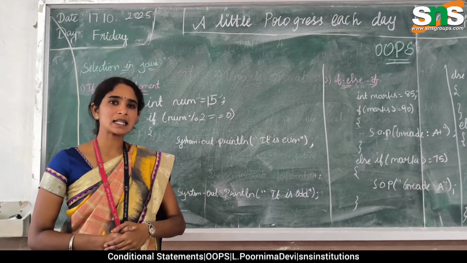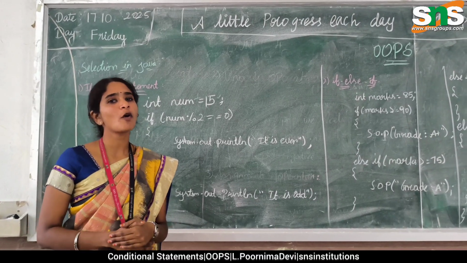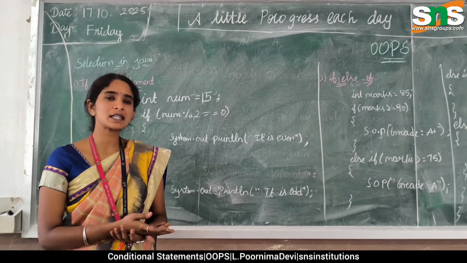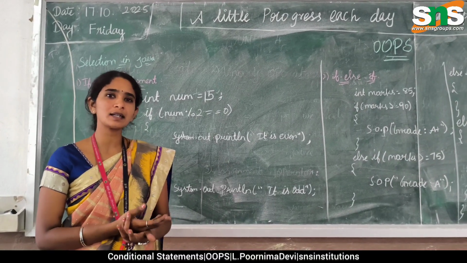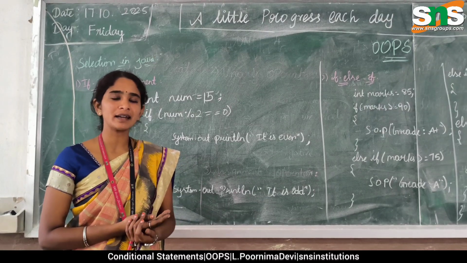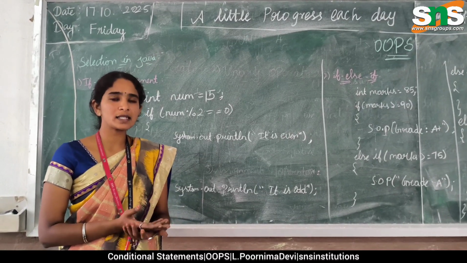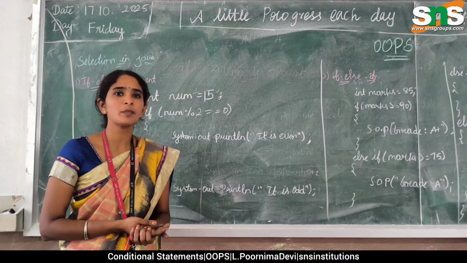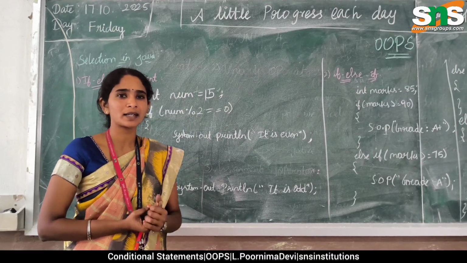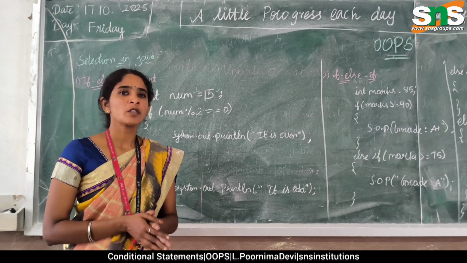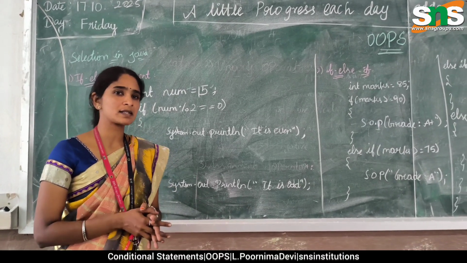In the last class, we discussed the operators: the arithmetic operator, unary operator, logical operator, assignment operator, and relational operators, and we saw an example program using these operators. These are all the basic operations I already discussed. In this class, we will see the conditional statements.